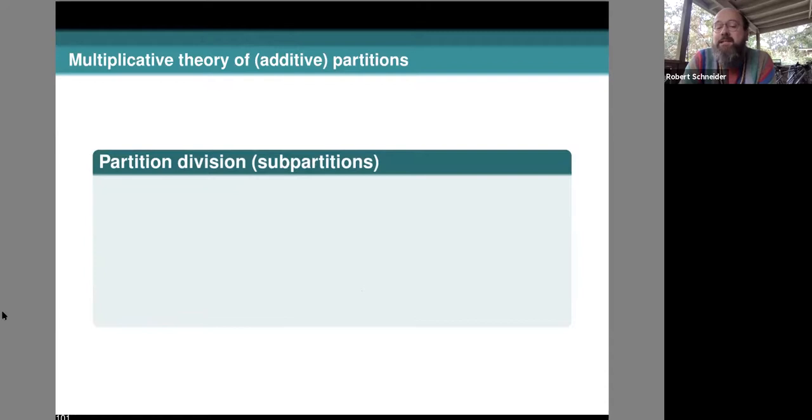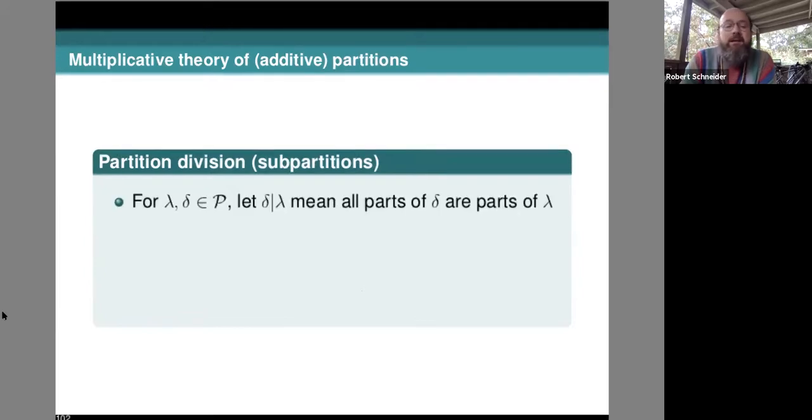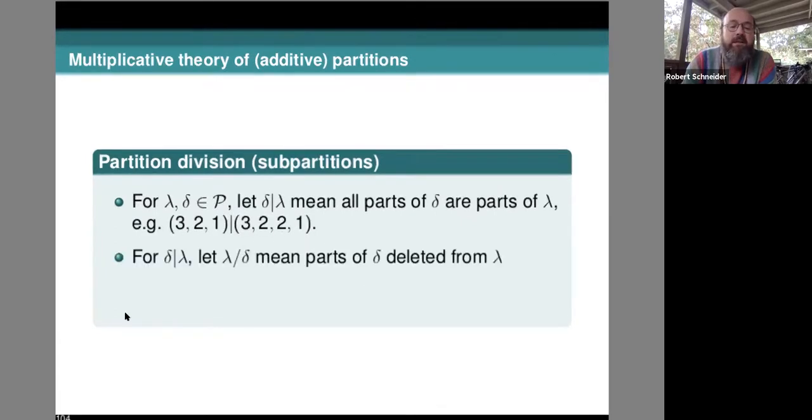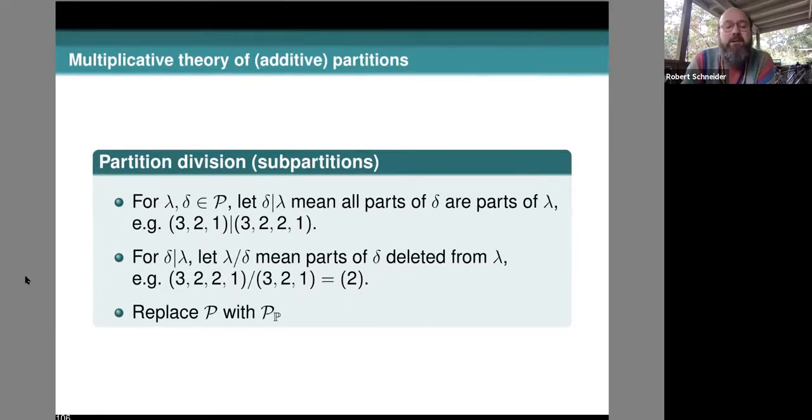We are also defining a division of partitions. We will let delta divides lambda mean that all of the parts of partition delta are parts of lambda, like this. See, 3, 2, 1, those parts are all part of lambda. And we're going to let lambda divided by delta mean that you're just deleting the parts of delta from lambda, because delta is a divisor or subpartition of lambda, like this. Only 2 is left over. If you replace the partitions with just the prime partitions, if we specialize, then this specializes to multiplication and division in integers.